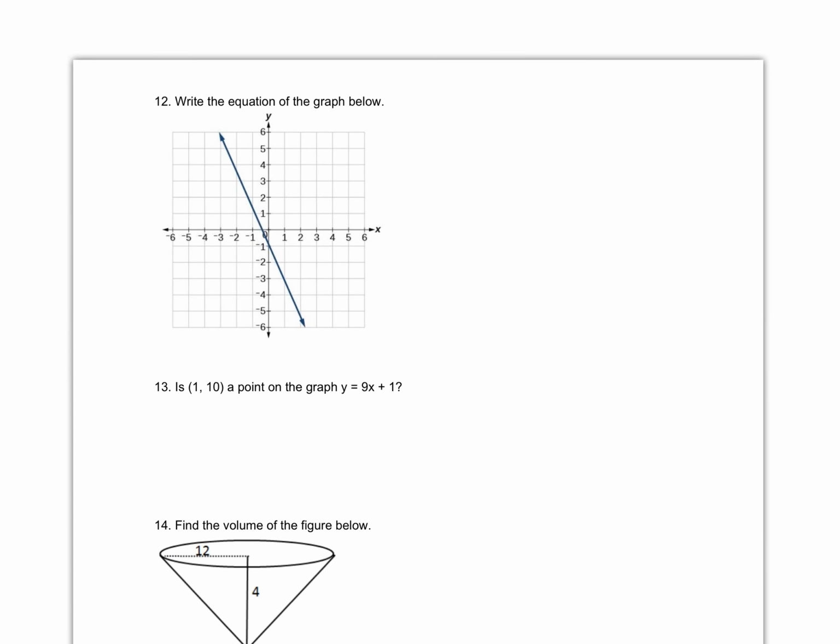The next one, we need to write an equation. Remember the equation, y equals mx plus b. So our b value is negative 1. Our slope is going to be, if I start at negative 1, I go down 2, I go right 1 to get to my next point. So negative 2 over 1, or just y equals negative 2x minus 1.